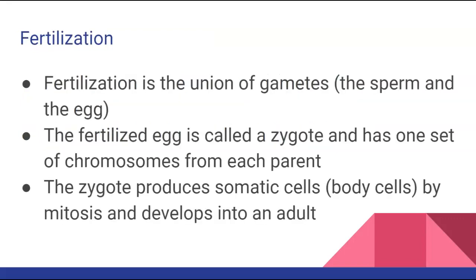Oh, and fertilization. So fertilization is the union of the gametes, right? When a sperm and an egg come together, it's called fertilization. The fertilized egg is called a zygote and has one set of chromosomes from mom, one from dad. The zygote produces somatic cells, your body cells, by mitosis, and that zygote will develop into an adult, right? Any fetus starts off as a zygote.